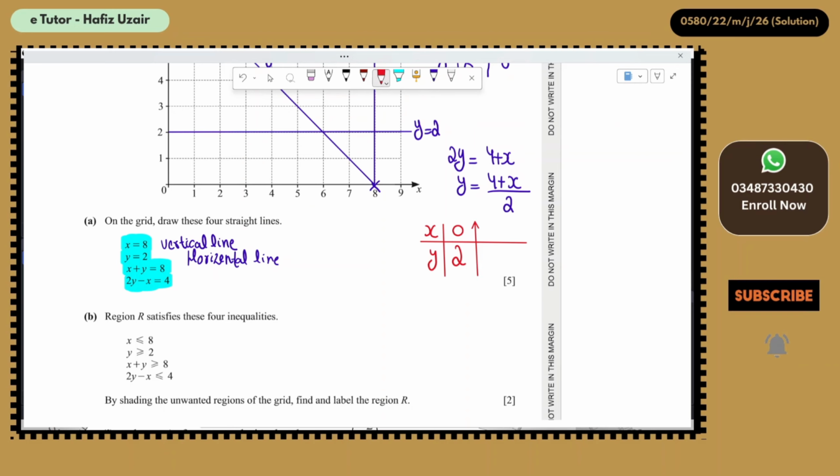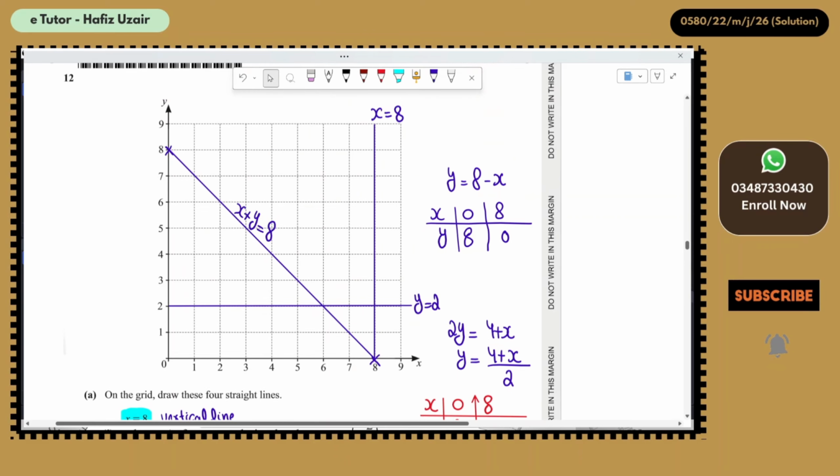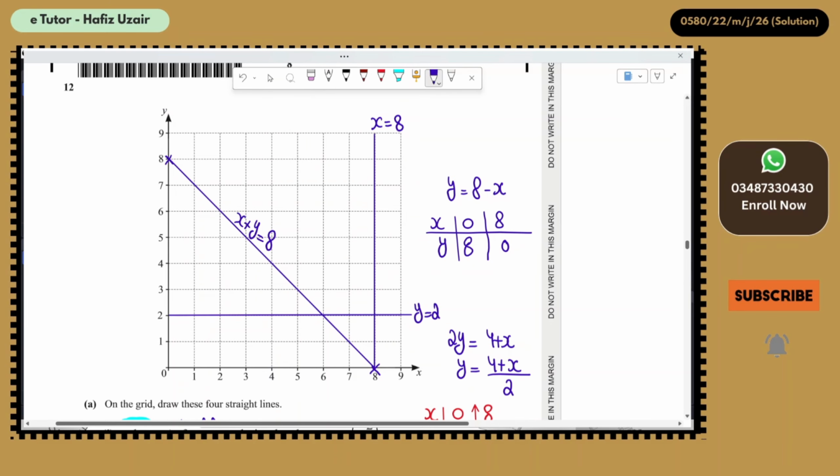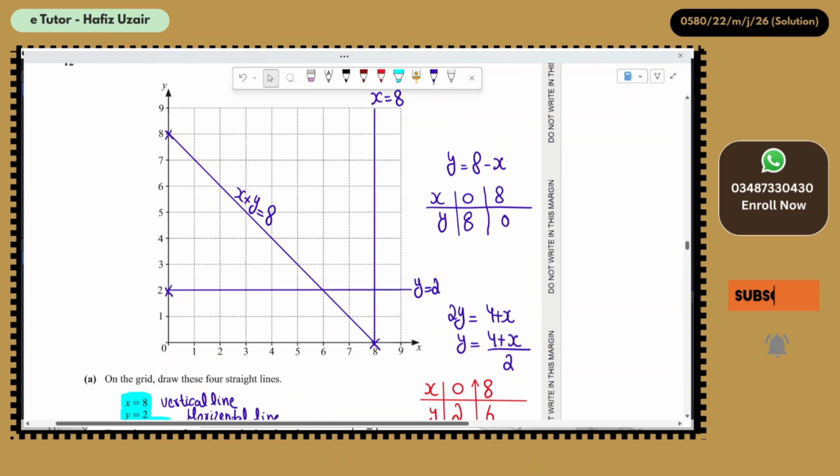And then if I put a bigger point over here, let's say 8, then 8 plus 4 is 12, and 12 by 2 is 6. So I got (0, 2) and (8, 6). (0, 2) is over here and (8, 6) is actually over here. Yes. And now let's join these two points.